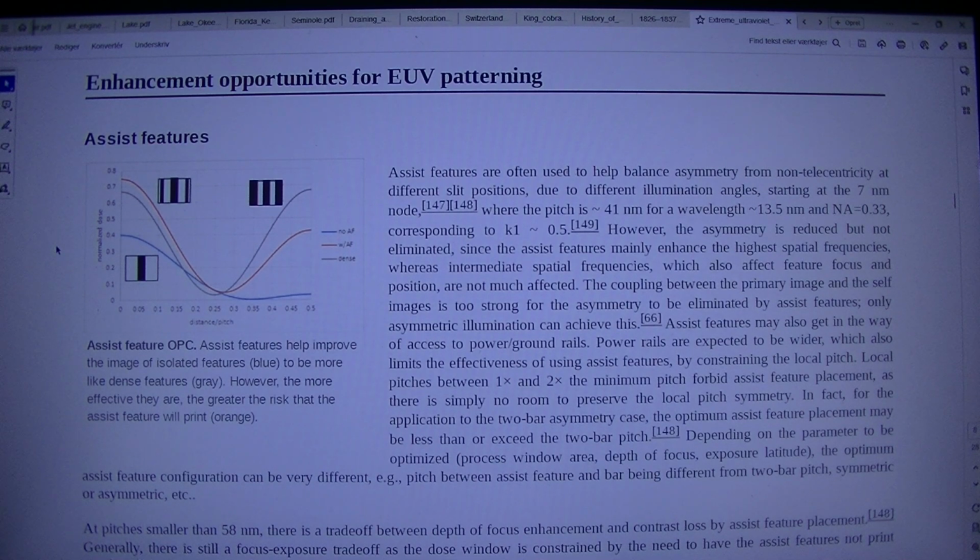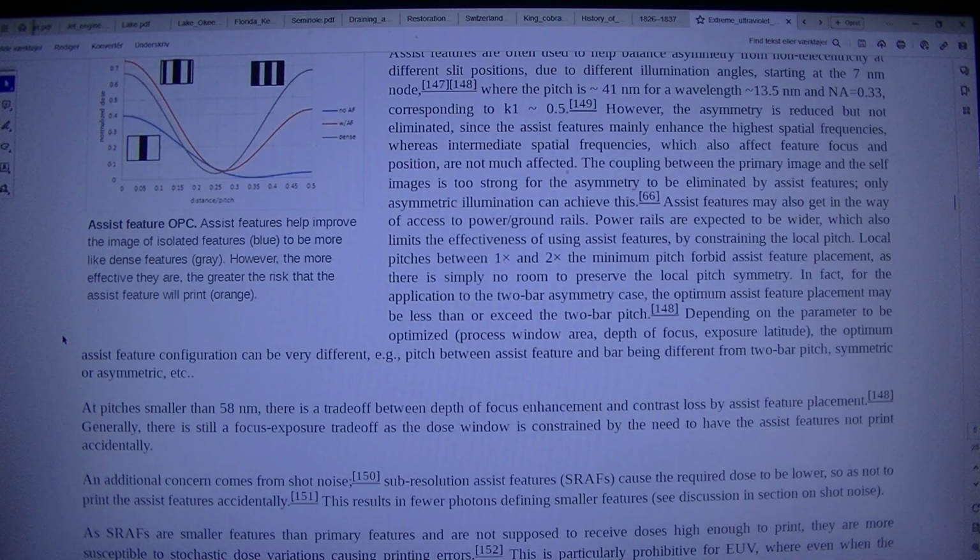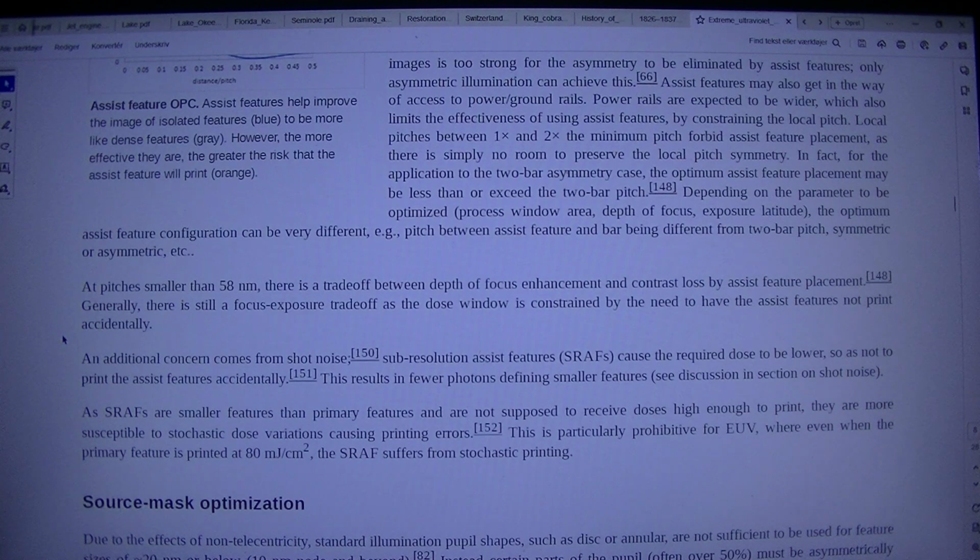Assist features may also get in the way of access to power/ground rails. Power rails are expected to be wider, which also limits the effectiveness of using assist features, by constraining the local pitch. Local pitches between 1 and 2 times the minimum pitch forbid assist feature placement, as there is simply no room to preserve the local pitch symmetry. In fact, for the application to the 2-bar asymmetry case, the optimum assist feature placement may be less than or exceed the 2-bar pitch.